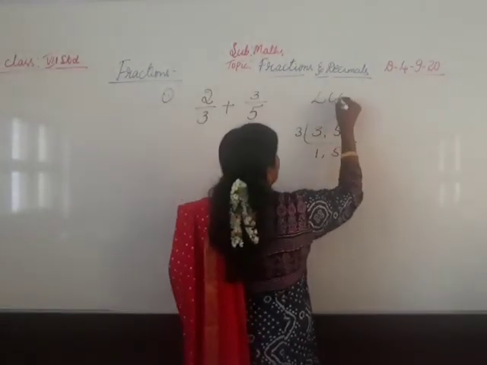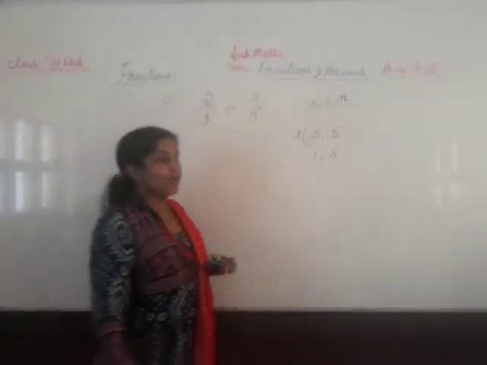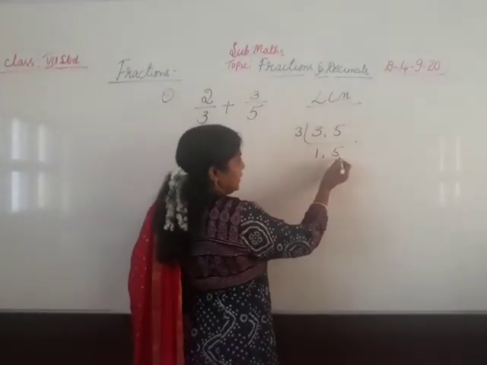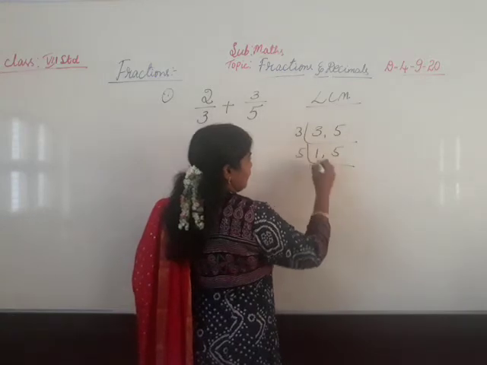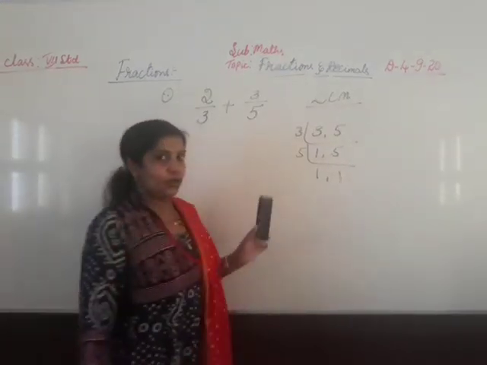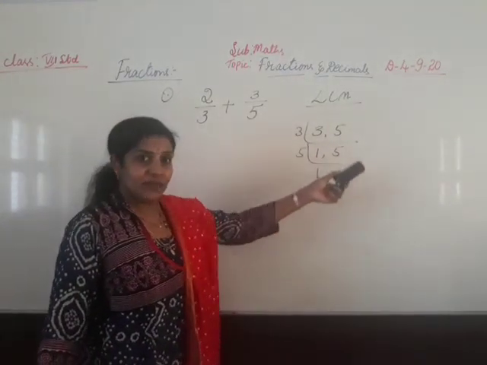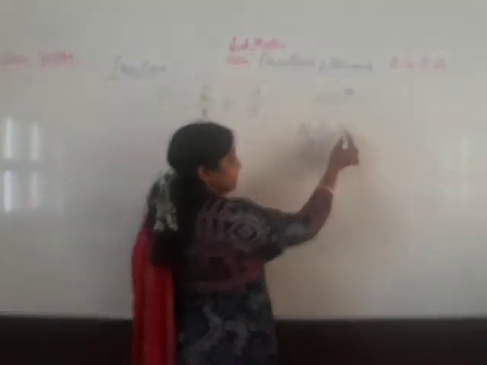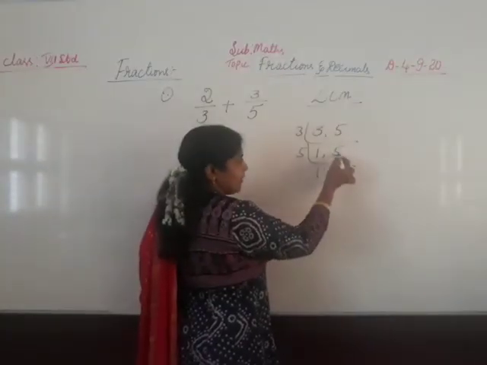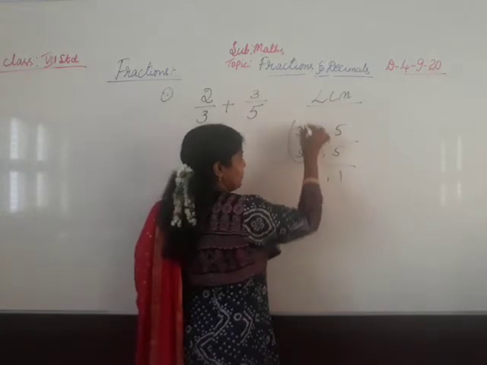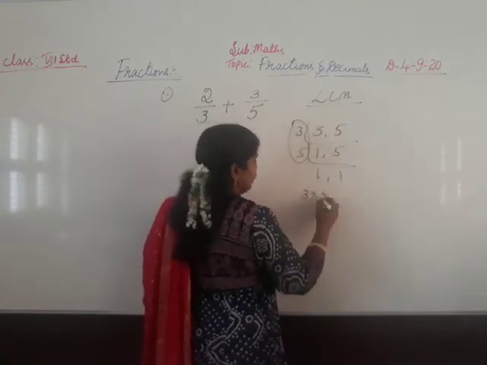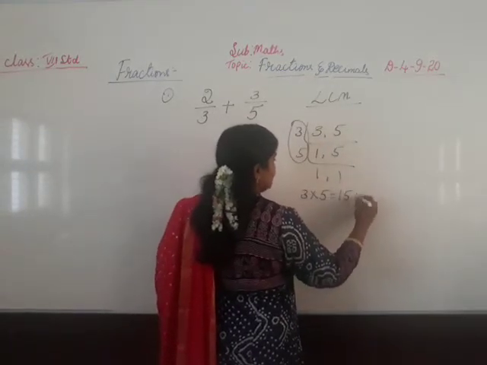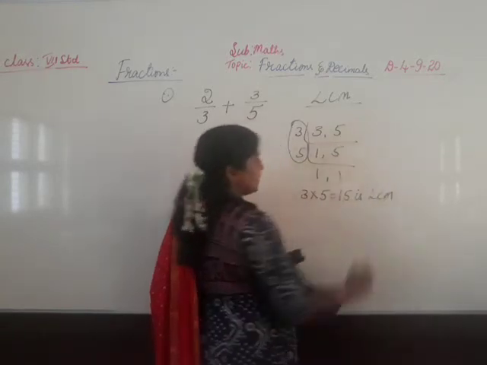LCM of the denominators, we have to find out. 3 ones are 3, 5 as it is. Up to complete division we have to go, because 5 is not possible to divide by 3, so 5 as it is, again divided by 5. So 3 into 5, 15 is the LCM. This is the method of finding the LCM.